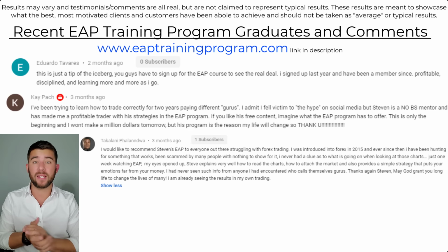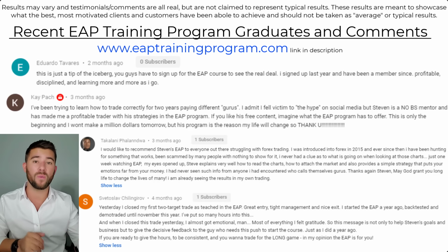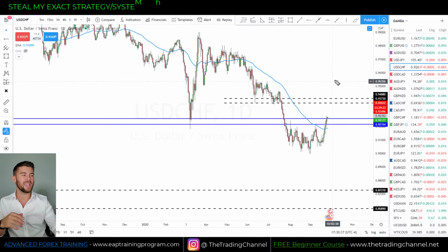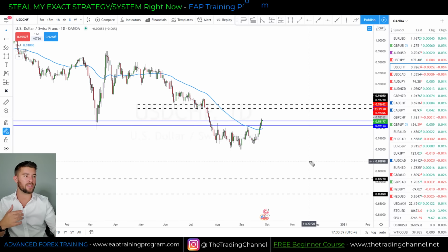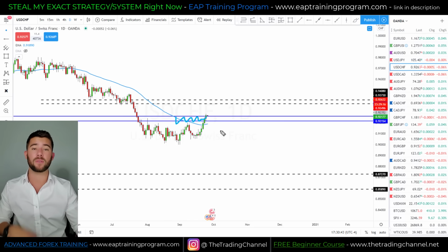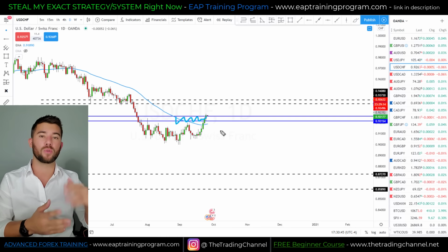Otherwise, and even if that is the case, let's continue here on the dollar Swiss. So finally, the last pair we're going to take a look at is the dollar Swiss. On this pair last week, I was pointing out this as being a level of structure I was paying attention to for possible short trades.